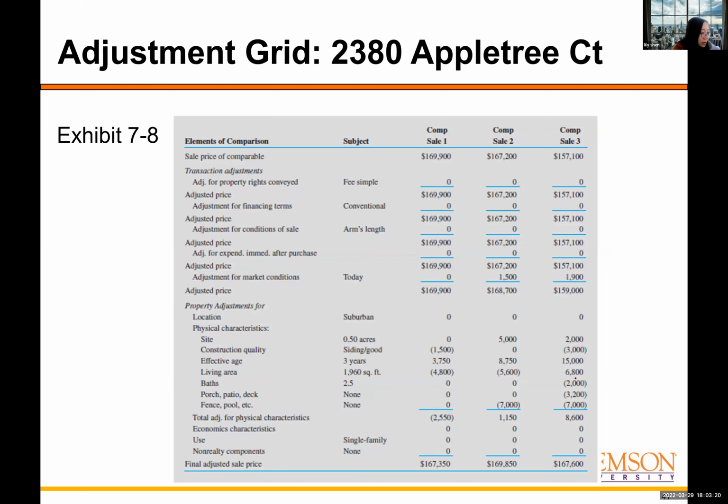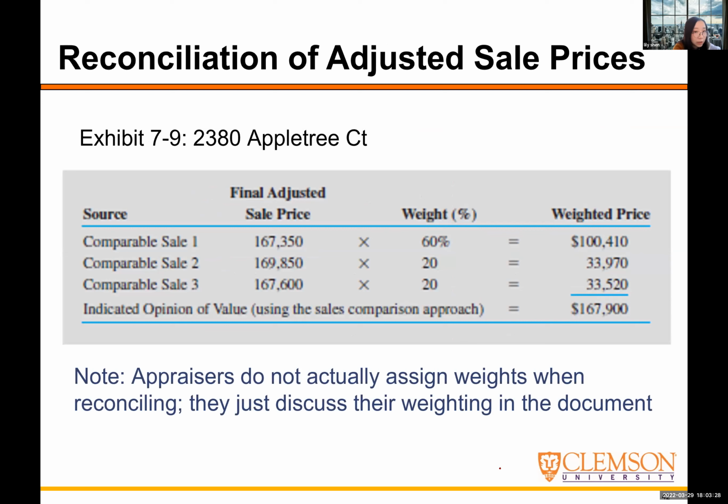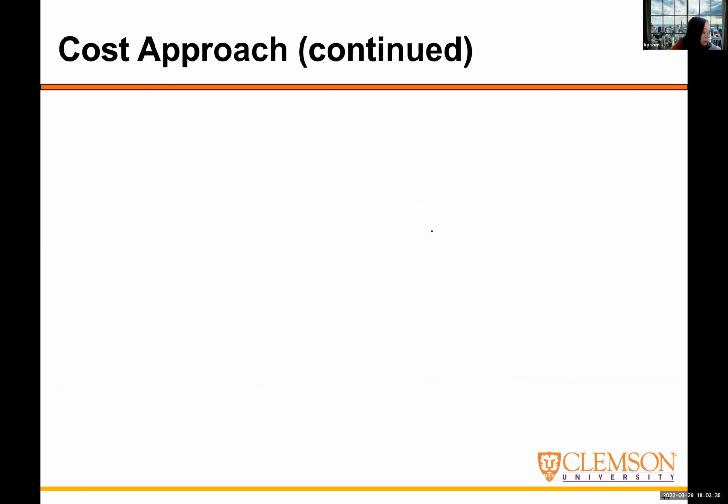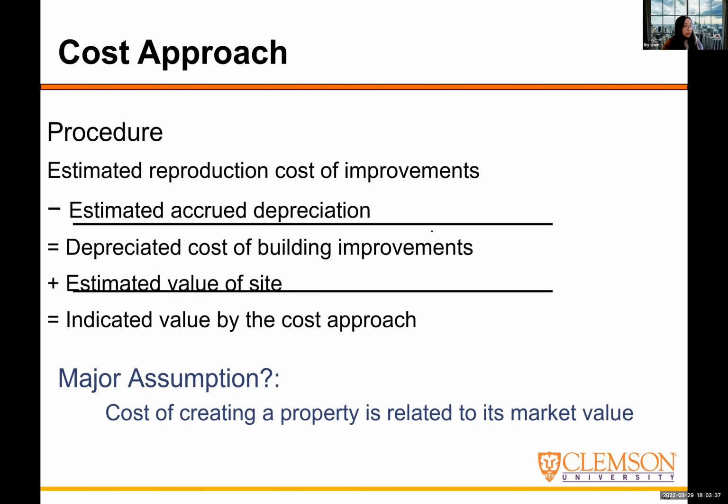So this is another example. In these examples, your final adjusted sale prices are different. Then you just have to take a weighted average as suggested by this example. Question? Okay, next, cost approach.